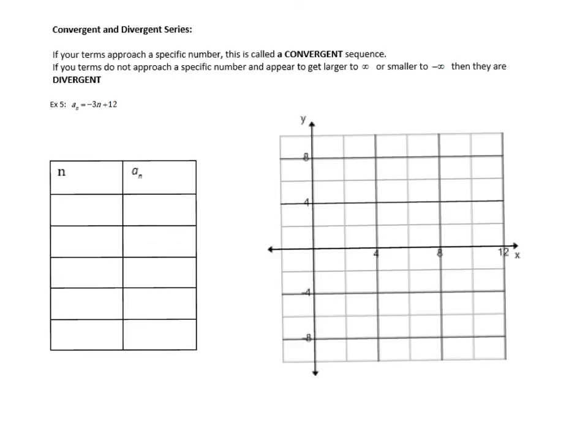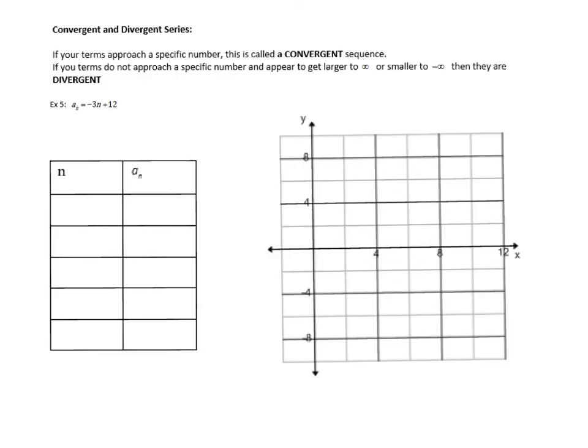Okay, so convergent and divergent series. If your terms approach a specific number, it's called a convergent sequence. Kind of like you merge in traffic into one lane, you're converging into one number. If your terms do not approach a specific number and appear to get larger to infinity or negative infinity, they're called divergent. So let's go ahead and do these.